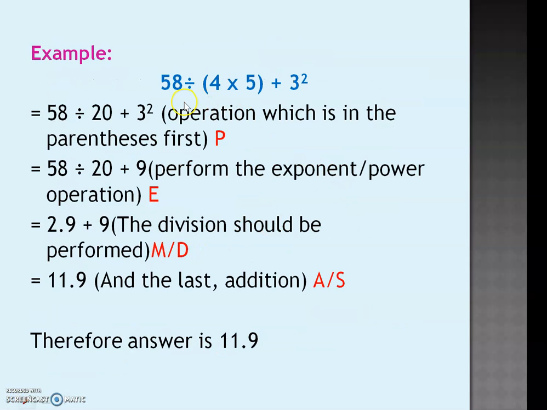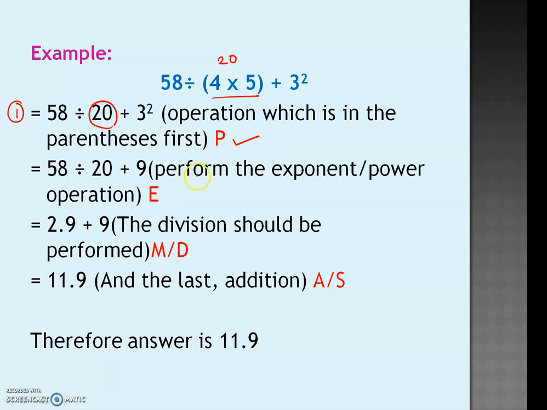Here is the expression provided: 58 divided by (4 into 5) plus 3 power 2. Let's apply all the concepts of PEMDAS over here. What has to be evaluated first? First we have to evaluate the parentheses. That is step number 1, where 4 into 5 is 20. That 20 we place here and keep our first step ready.